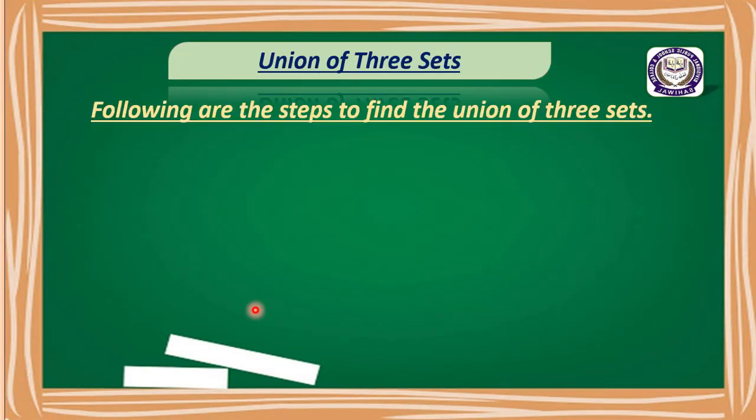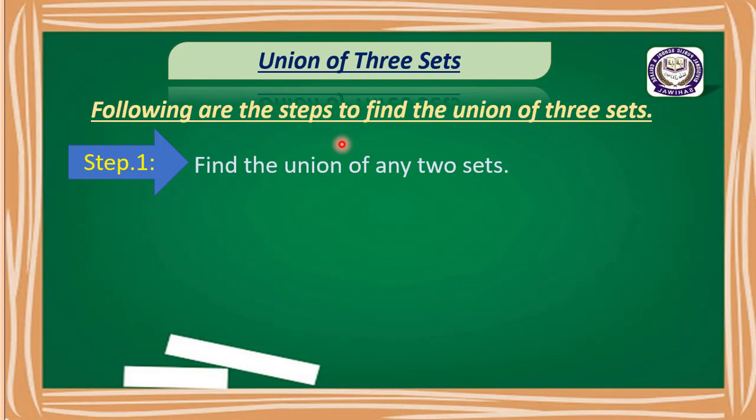Now we will come to the next. We will have to find the union of three sets. अगर आपको कहा जाए कि थ्री सेट्स का यूनियन मालूम करें, how can you find it? Following are the steps to find the union of three sets. Step number one: first you will find the union of any two sets.